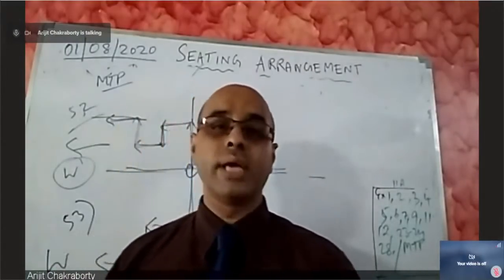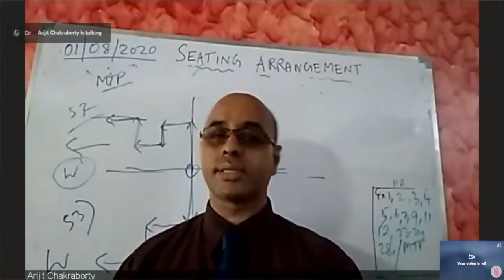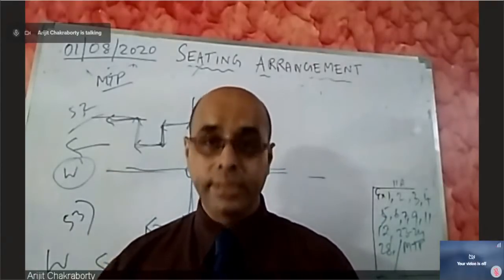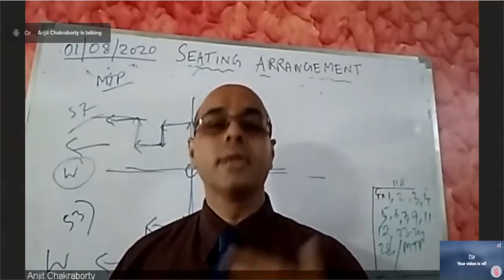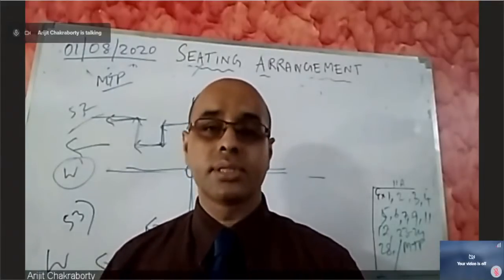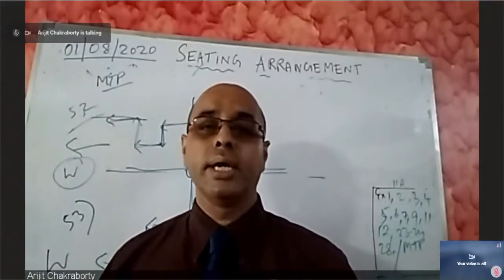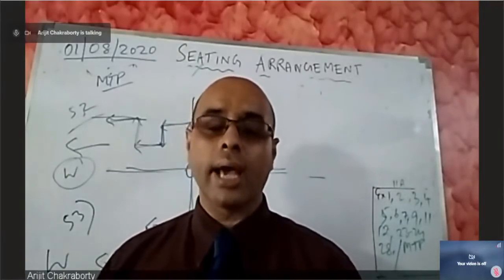So with this we come to the end of the questions and the solutions to the direction sense test, and we have also completed in detail the seating arrangement chapter. Wish you good luck, keep practicing, see you next day, and we'll take up blood relations, which is the next chapter in logical reasoning.